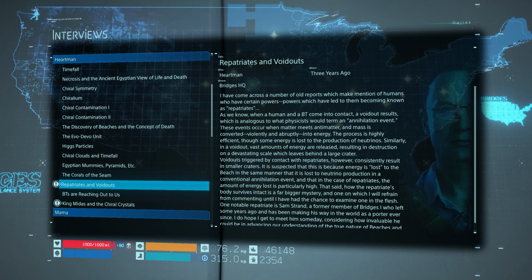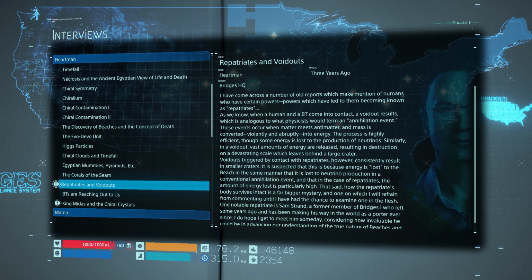Repatriates and void-outs. I have come across a number of old reports which make mention of humans who have certain powers which have led them to becoming known as repatriates. As we know, when a human and a BT come into contact, a void-out results, which is analogous to what a physicist would term an annihilation event. These events occur when matter meets antimatter, and mass is converted violently and abruptly into energy. The process is highly efficient, though some energy is lost to the production of neutrinos.